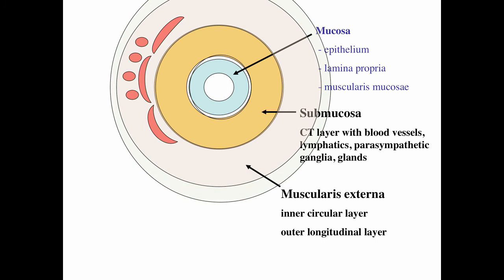Then finally, there's a serosal layer or an adventitia. The serosa would be a surface that's covered with mesothelium, and it would be a surface that's free in the abdominal cavity, for example. If the organ is retroperitoneal, then it would have an adventitia, a connective tissue layer that would blend into the connective tissue of the other organs in the body.